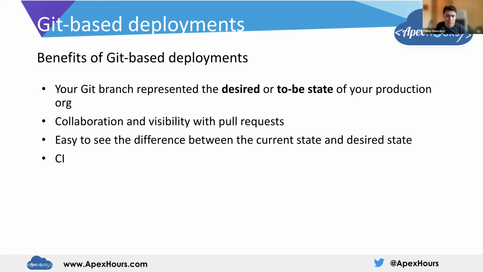There's a question there: does the developer make the changes directly on the Git branch or on the org? So you would make the changes in the org or in Visual Studio Code. You deploy them to your org, and eventually you commit them to a feature branch. But the changes need to happen at some point, either in Visual Studio Code or in a Salesforce org.